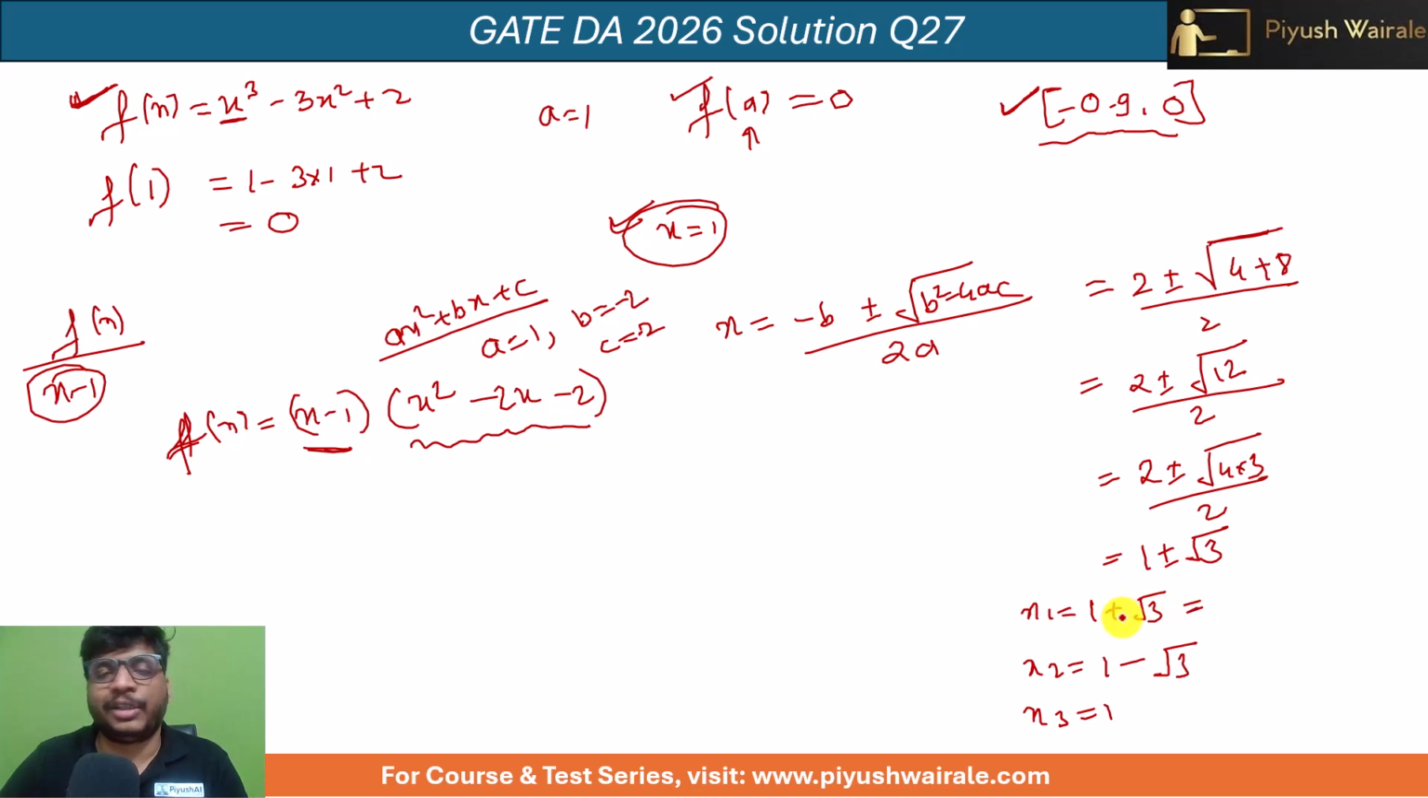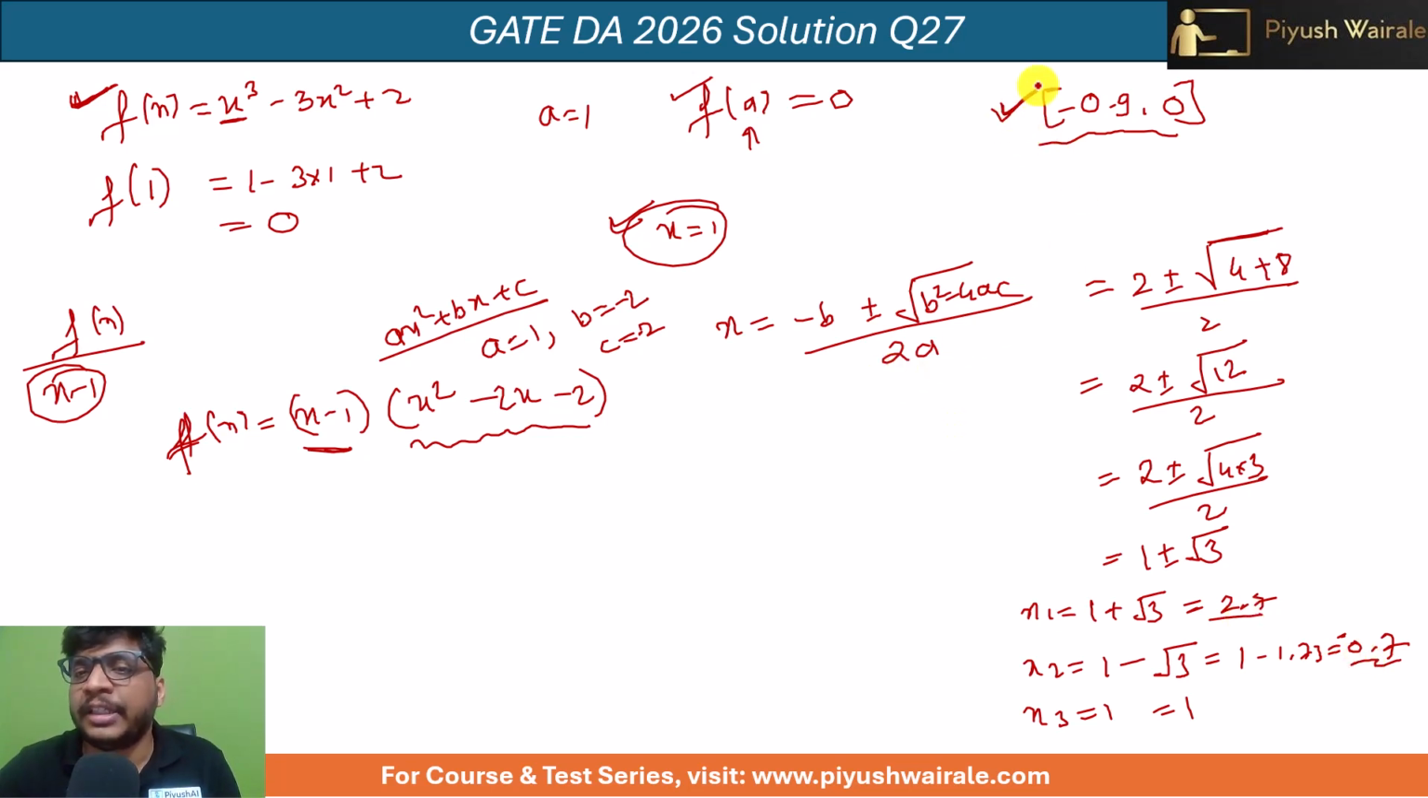So root 3 is 1.732. So that is 2.7 something. Here we have 1 minus 1.732, so approximately minus 0.7 we can say here. Right? And here we have 1. So if you observe, x equals 1, x equals 2.7, x equals minus 0.7 are the roots of the f of x here.